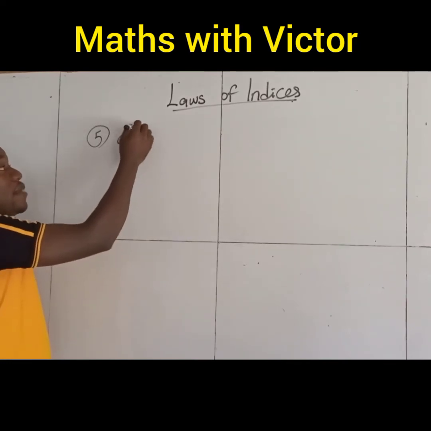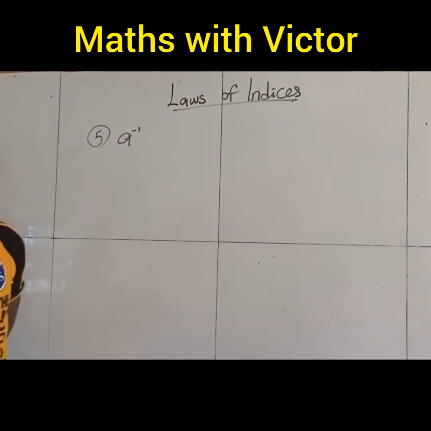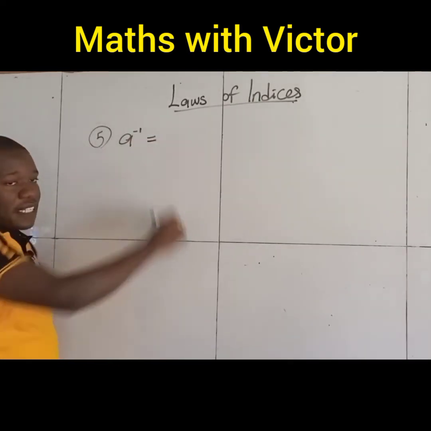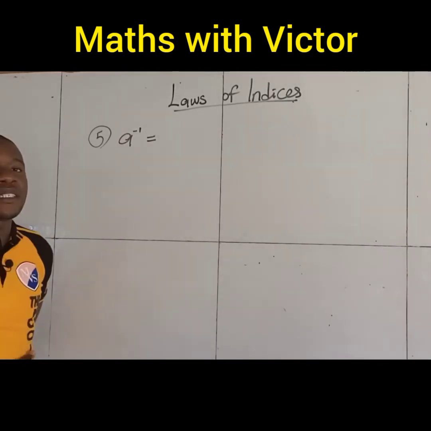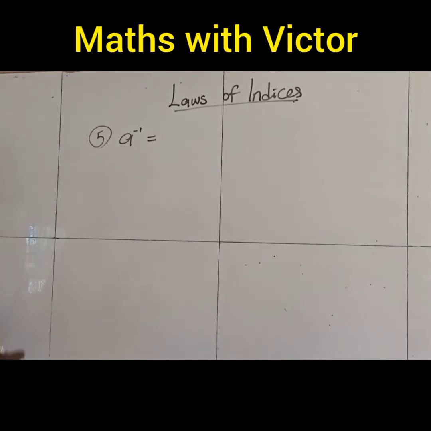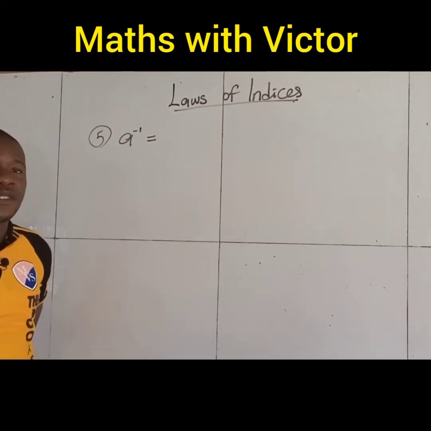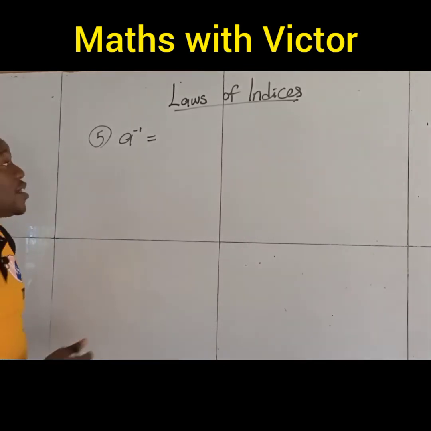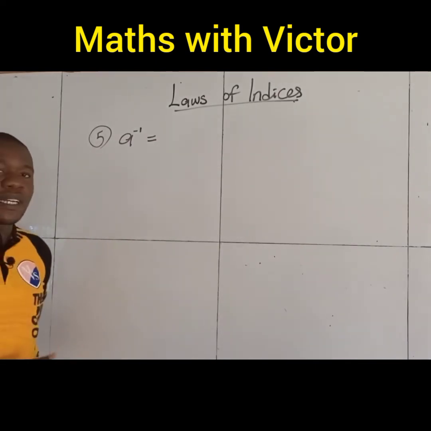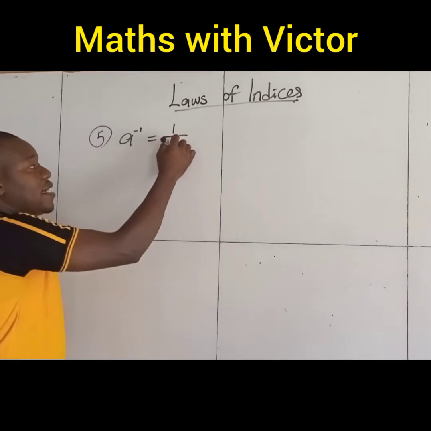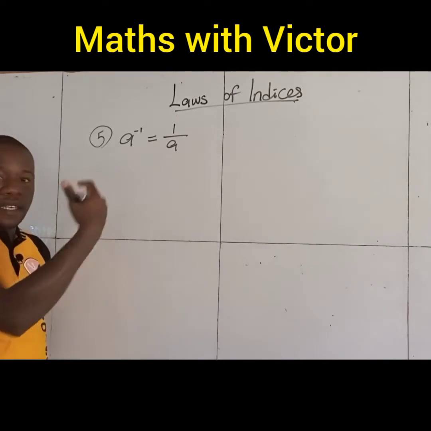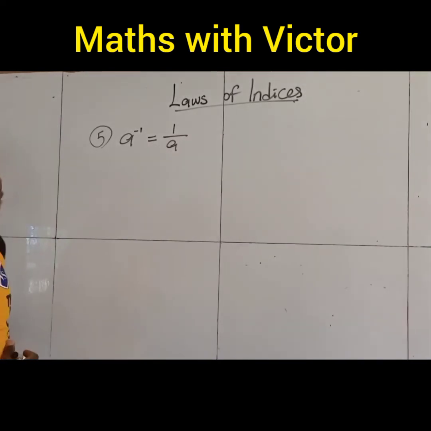If I have a raised to the power minus 1, this is called the negative powers. Anytime the power is negative, we apply the laws of negative powers. And this law says we can convert the powers from negative to positive. But once you convert the powers from negative to positive, you take the reciprocal of the quantity. Reciprocal means you turn the quantity upside down. So A becomes 1 over A. Originally, A was a numerator here, but here it is a denominator. That is the law of negative powers.